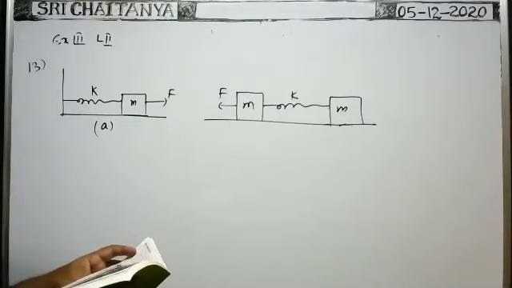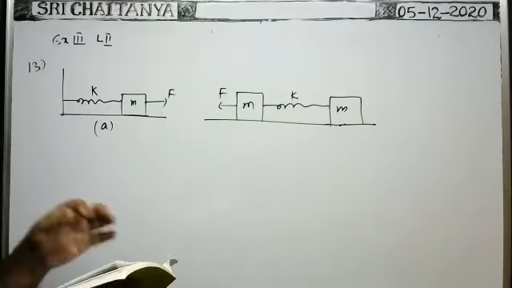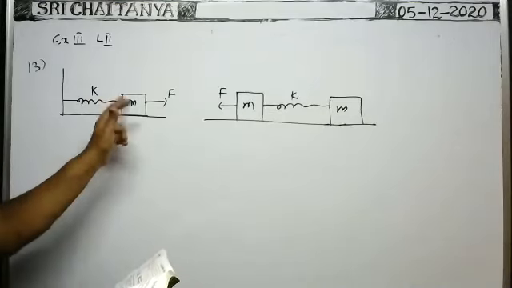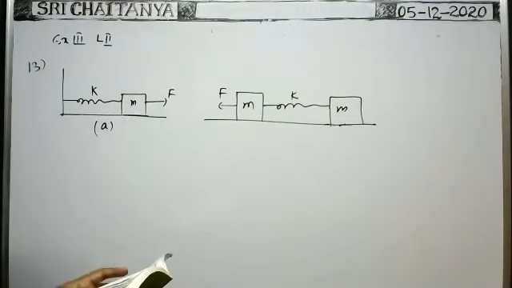Figure B shows the same spring with both ends free, and a mass M is fixed at each free end. Each spring is touched by the same force F. The mass in case A and the masses in case B are then released.